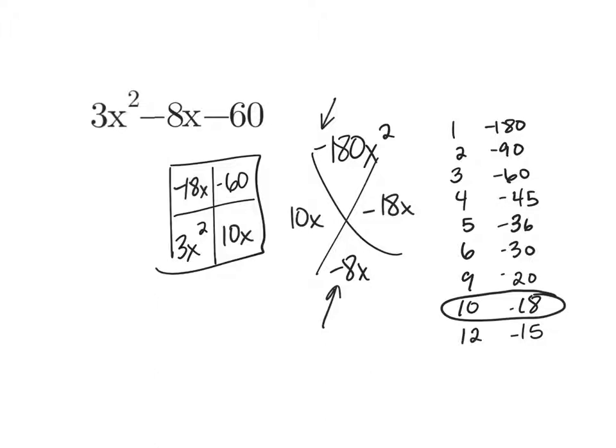And then I'm going to look at my rows and columns. 3 and 10 don't have a common factor, so I can only take an x out here. 18 and 3 are both divisible by 3, so I can take out a 3x here. 3x times negative 6 gives me negative 18. X times 10 gives me 10x. And then I want to double check, does 10 times negative 6 give me negative 60? And yes, it does. So my factors here are 3x plus 10 times x minus 6.